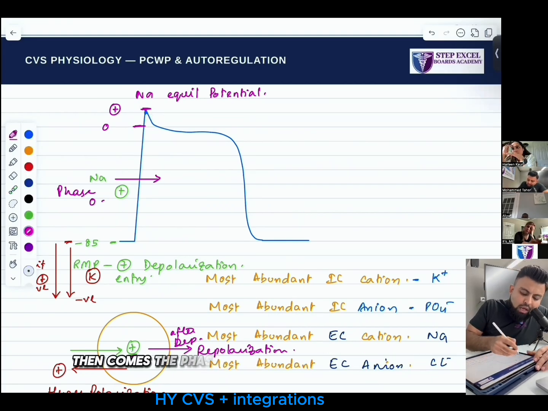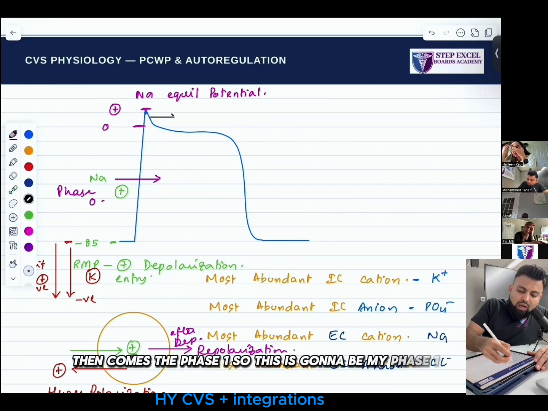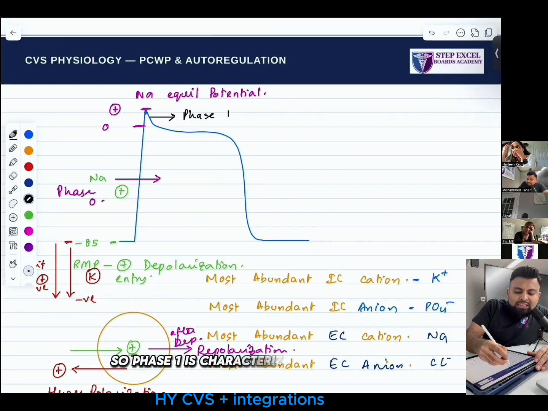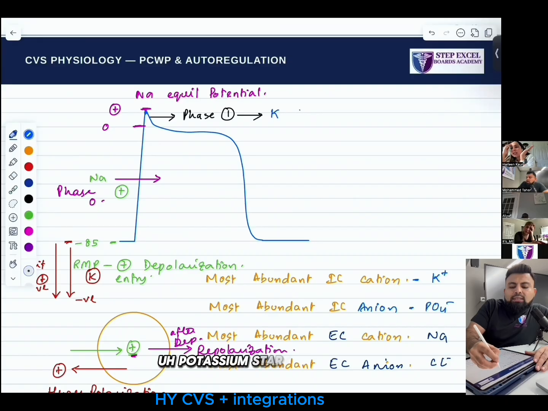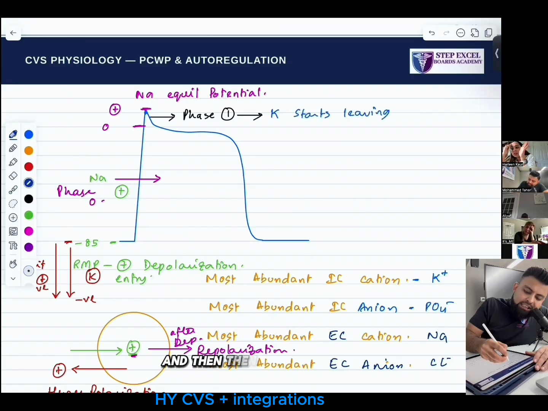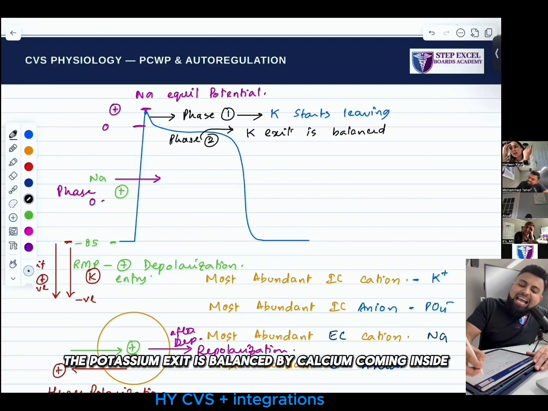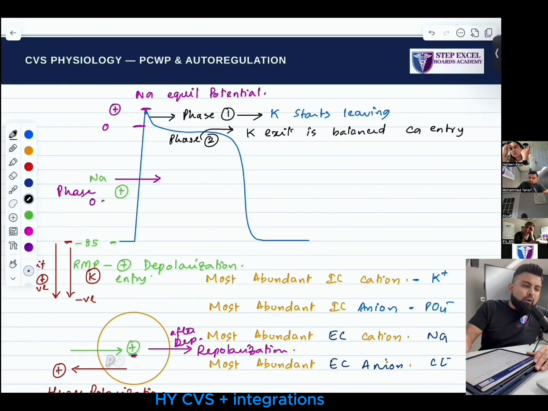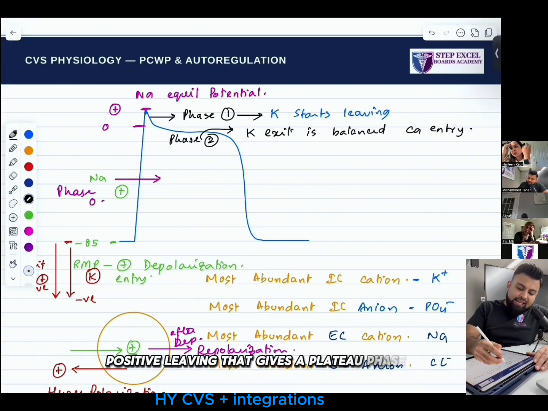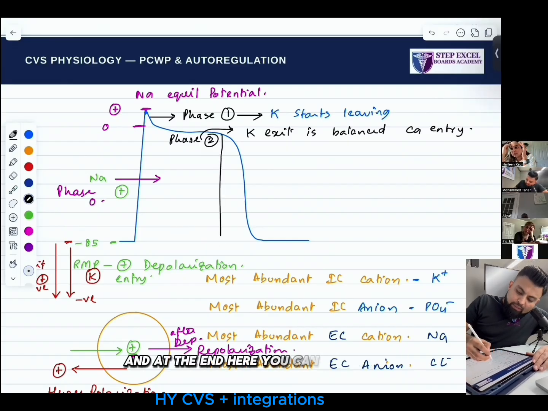Then comes phase 1. Phase 1 is characterized by potassium starting to leave. Then comes the plateau phase, phase 2. In the plateau phase, the potassium exit is balanced by calcium coming inside. Calcium entry, positive entry, and positive leaving give a plateau phase.